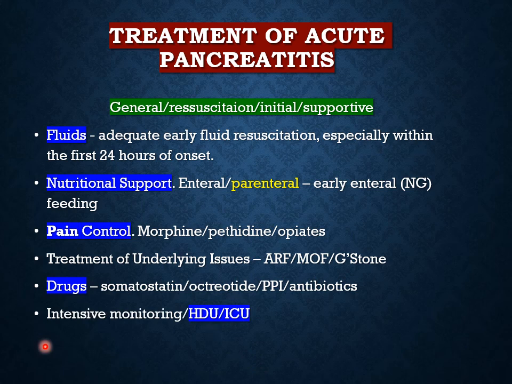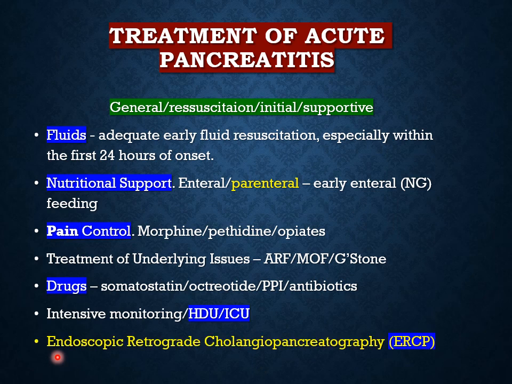And definitive treatment is endoscopic retrograde cholangiopancreatography or ERCP with sphincterotomy to remove the stone at the lower end of the CBD or ampullary stones. So I must stress, general and resuscitative measures are very important initially, followed by definitive treatment.